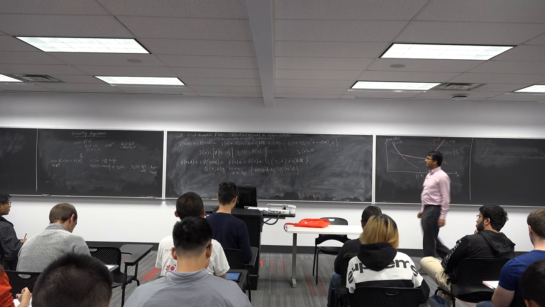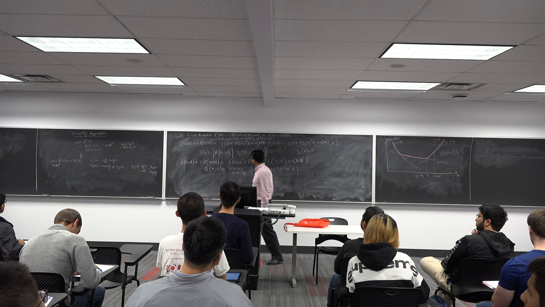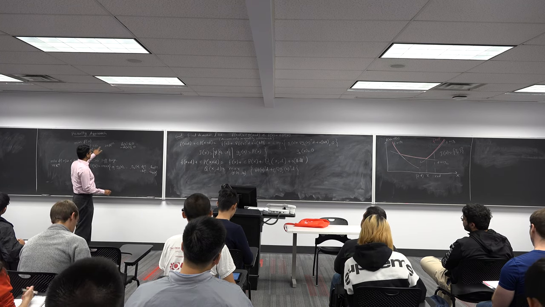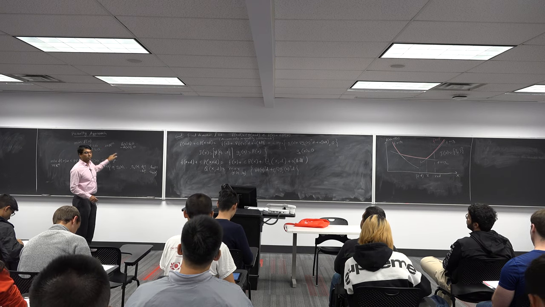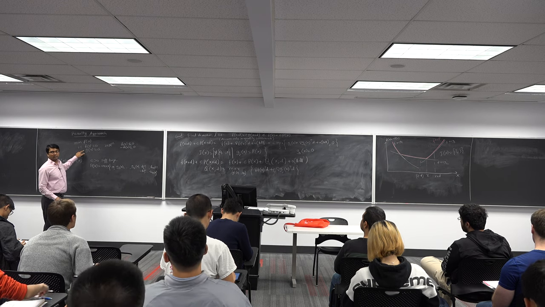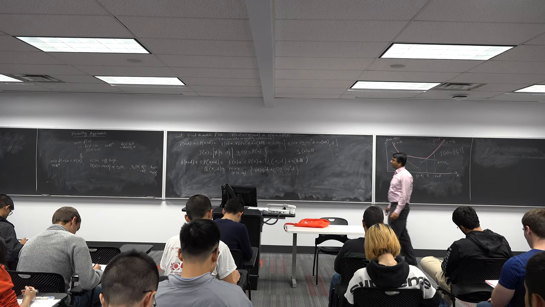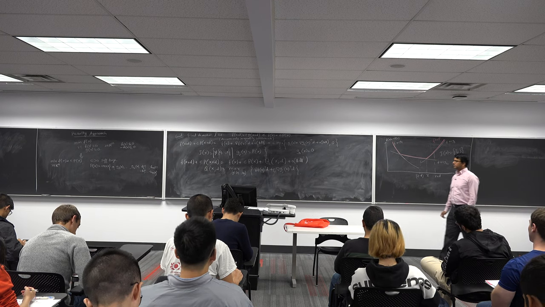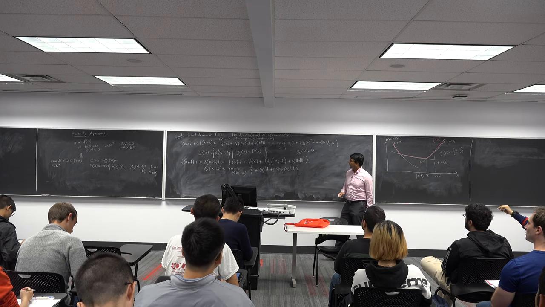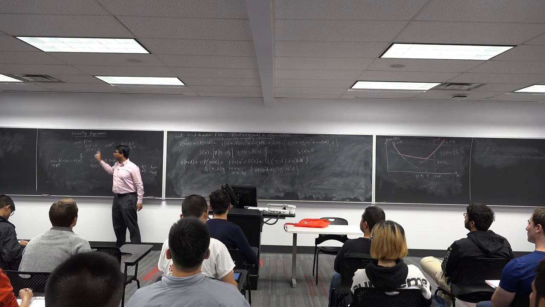Yes. Is r less than n? No, r could be any number. If you have m inequalities, then you have m plus r. The r that you see here is two multiplied by the number of equalities plus the number of inequalities. This r is different because here I'm including all these inequality constraints too, and equality constraints too.